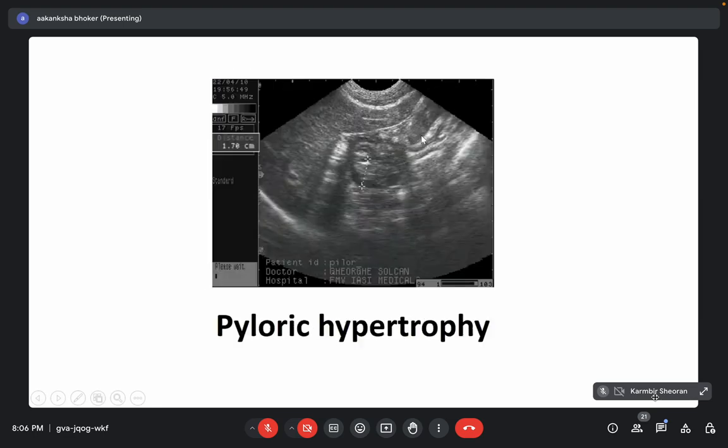Now this is an example of pyloric hypertrophy. See, this is the area of the pylorus and this is the lumen. This is the ventral side, and this is the dorsal side. On the dorsal side, there is severe thickening. Whenever there is pyloric hypertrophy, the gastric transit time will increase, because of which the dog may show signs of vomiting. So it may be idiopathic hypertrophic pyloric gastropathy.